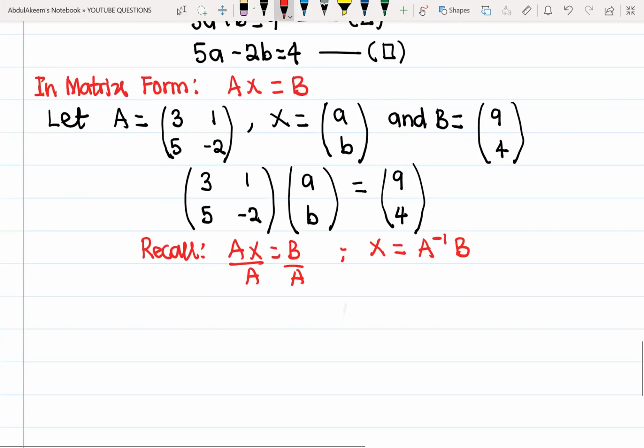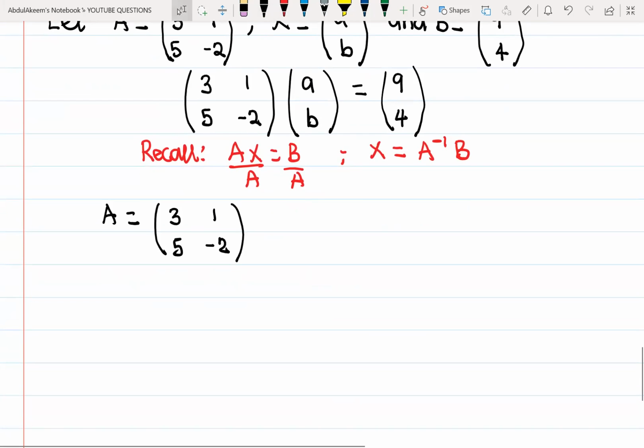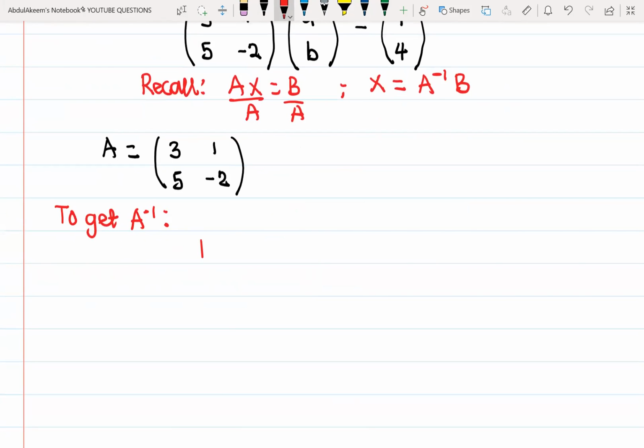A inverse times B. So now I have my A. My matrix A is equal to [3, 5; 1, -2]. So to get the inverse, to get A inverse, what will it be? That will become 1 divided by the determinant of A. So we will now have the transpose.